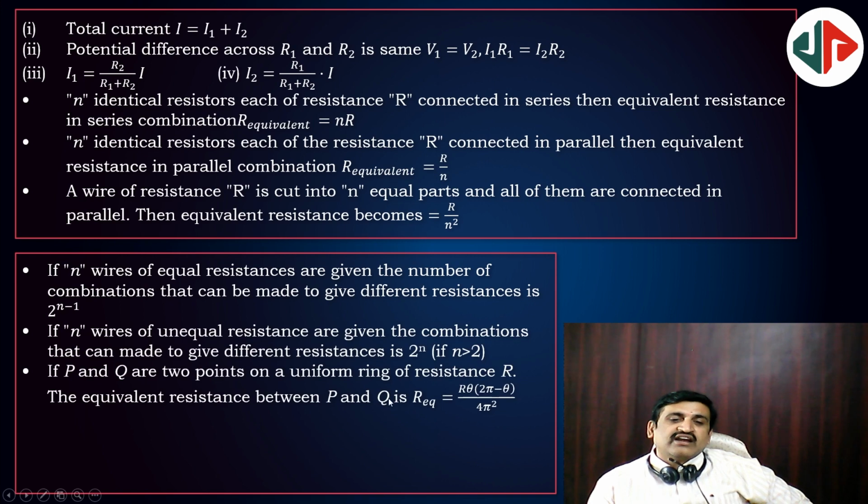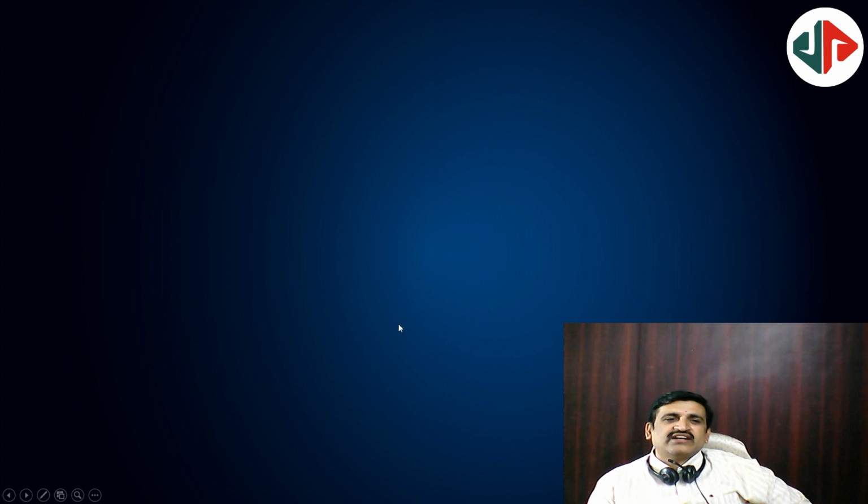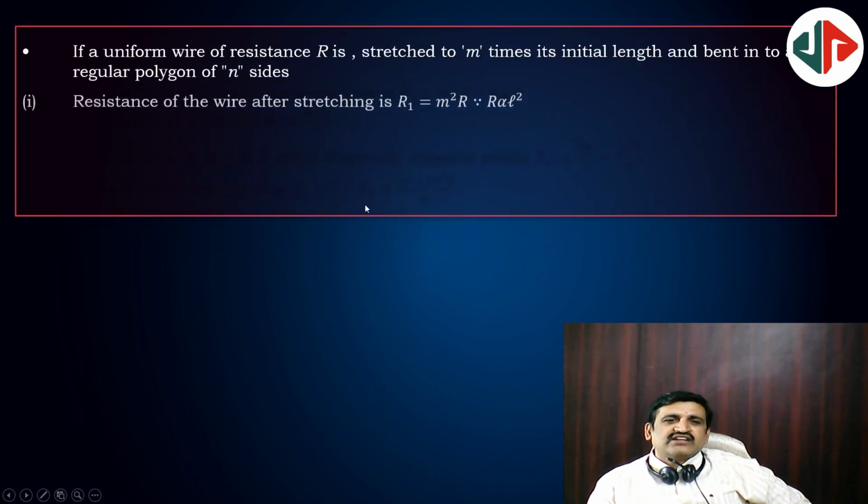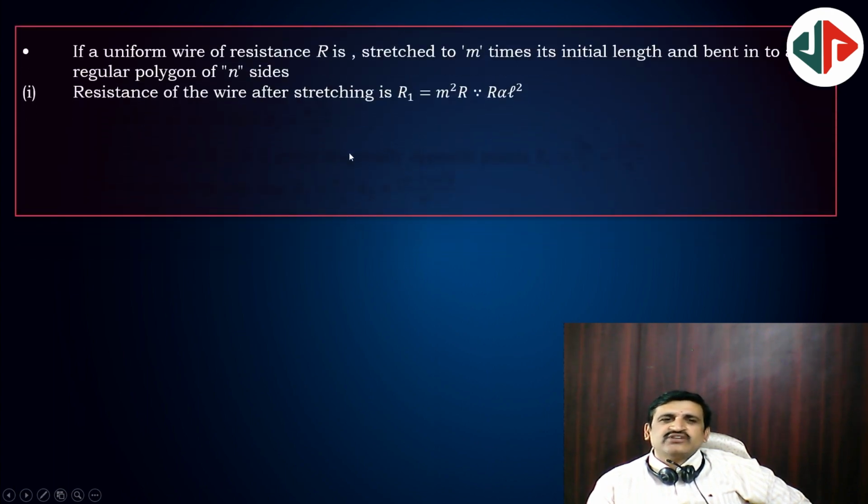If a wire is bent in the form of a ring of resistance R, then the equivalent resistance between P and Q, any 2 points on the circle, is R into theta into (2 pi minus theta) by 4 pi square. After calculation everybody will get this only. This is not the time to discuss the calculation; calculations you need to follow in another video. This video is strictly meant to complete one chapter in a specific time, so it's a good revision.